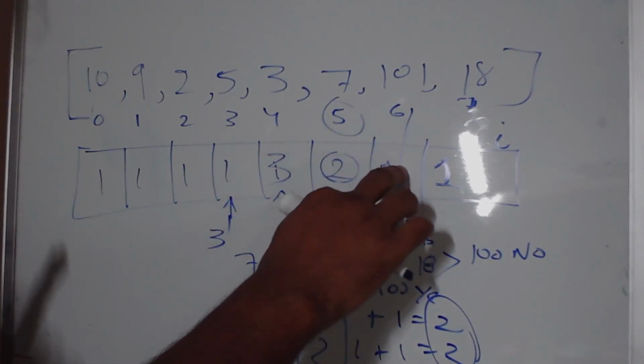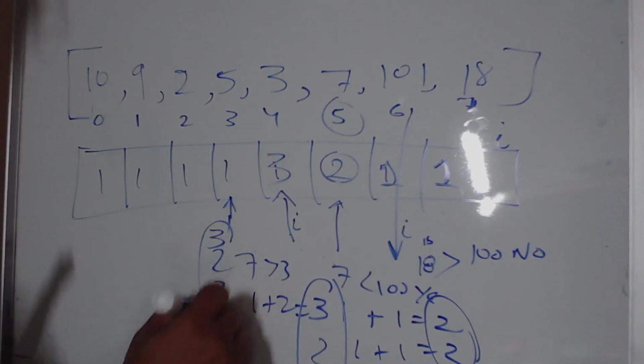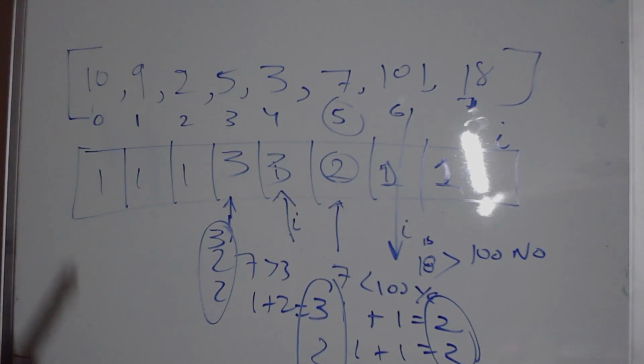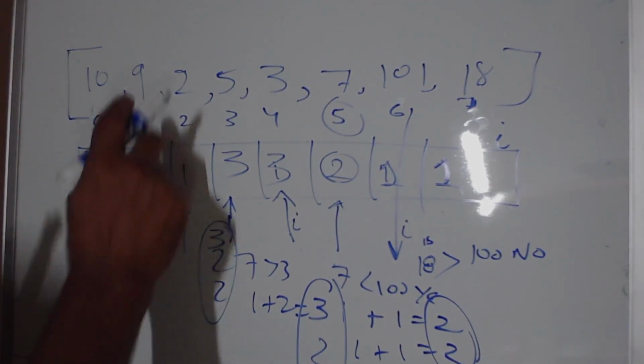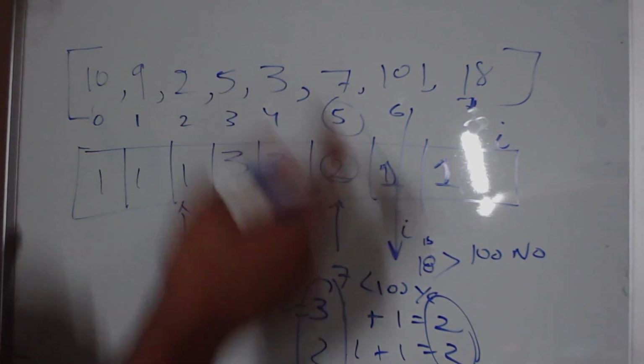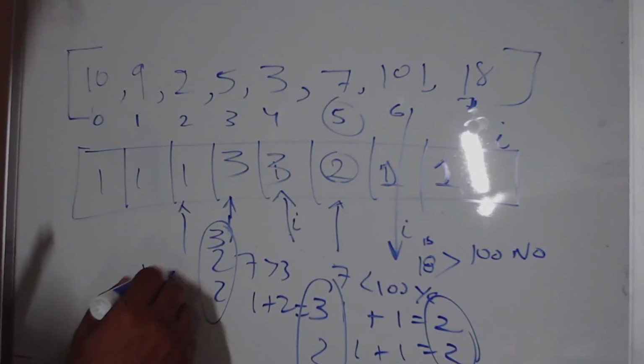If you consider 101, that is 2. If you consider 18, that is 2. So the max of these 3 numbers will be 3. Same way now our pointer will go to the second index, and then we're going to compare, is 5 greater than 2? Yes. So if you consider 5, what will be the length? 1 plus 3, that is 4.